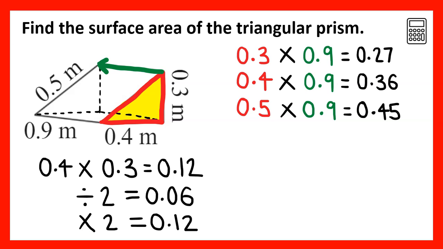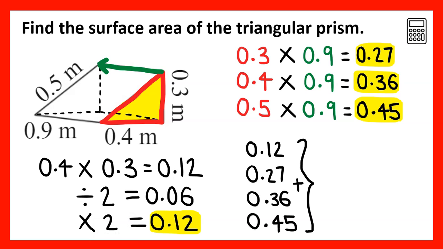Lastly, to finish off with, I just need to make sure that I add all of the correct areas together, starting with the area of the two triangles and the area of the rectangles, and adding these together gives me a total surface area of 1.2 meters squared.